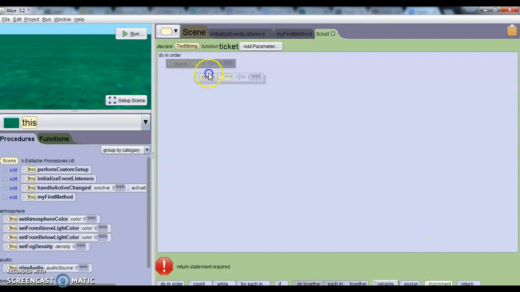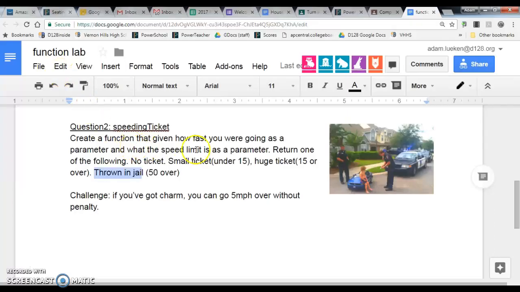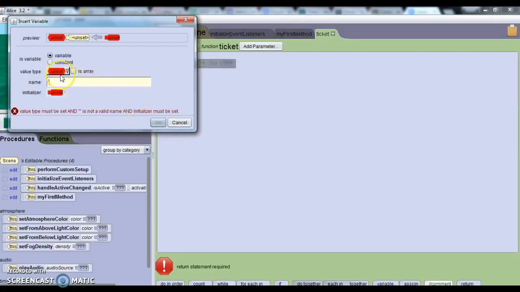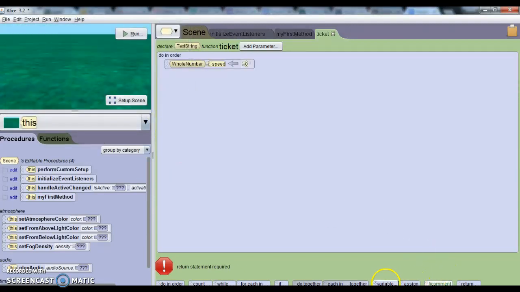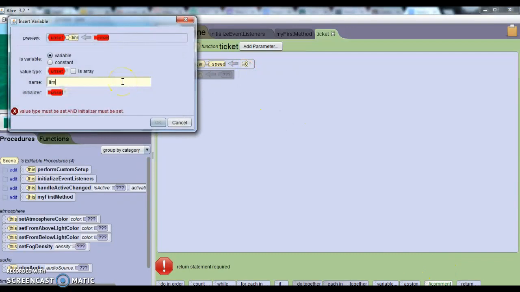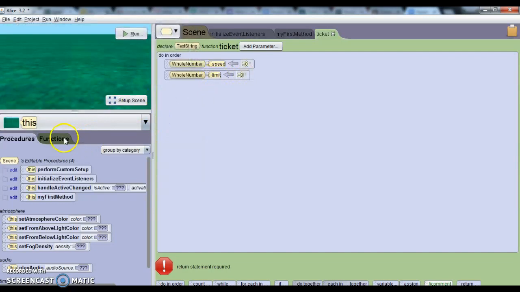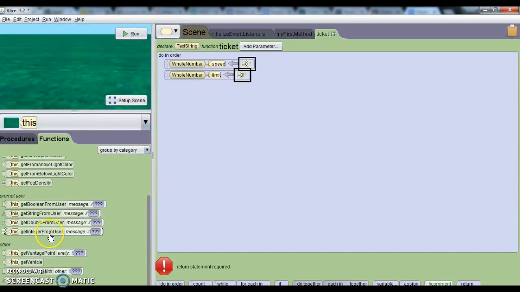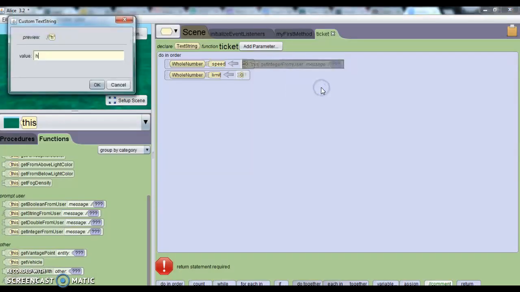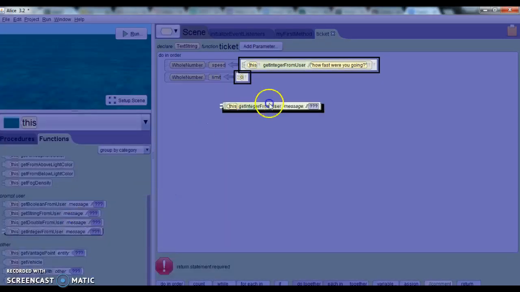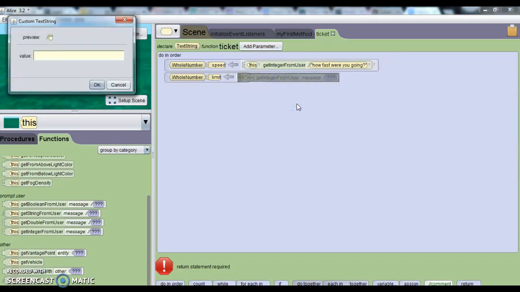So there's two variables that we need to make. The first one is how fast you are going and the limit. So I'll do speed, and I'll make another one for limit. Now I need to ask for both of those. How fast you are going and what is the speed limit.